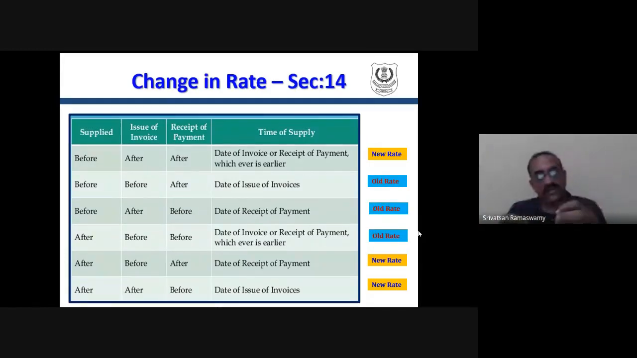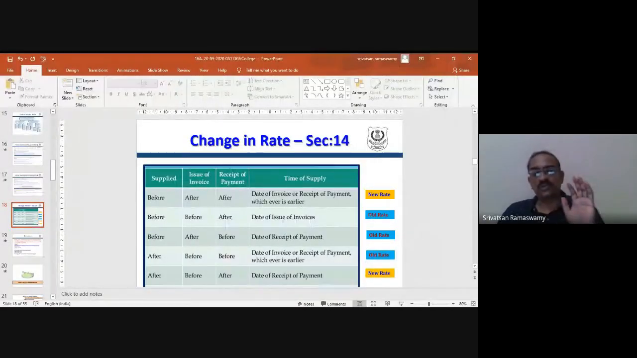So of the three, you just find out where the majority of events happen, whether before the change in the rate of tax or after the change in the rate of tax. That will decide whether you will have to adopt the old rate or new rate. Explaining this will probably take a lot of time and it will also confuse. That's precisely why I took the example first, so that you are able to appreciate this concept. So I hope you have understood this rule of thumb here.